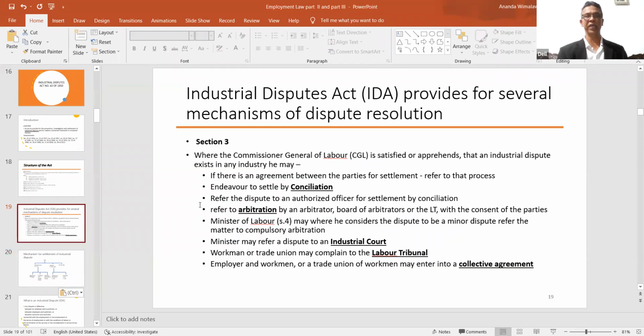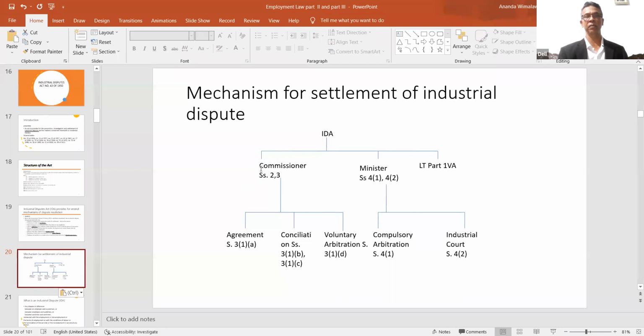So the mechanisms on slide number 19: conciliation, arbitration, industrial court, labor tribunal, collective agreement. The commissioner has powers under sections 2 and 3 of the Industrial Dispute Act. What is the power of the commissioner? Settlement through agreement, I mean the collective agreement. Conciliation, sections 3.1b and 3.1c. Voluntary arbitration, section 3.1d. The minister has power according to the Industrial Dispute Act, sections 4.1 and 4.2.